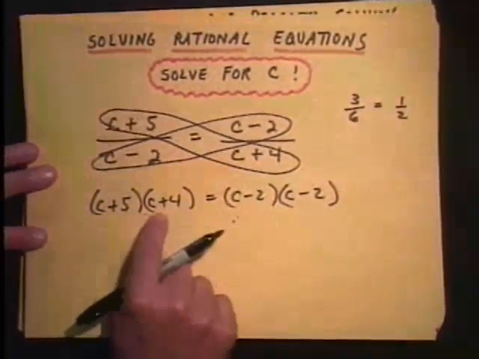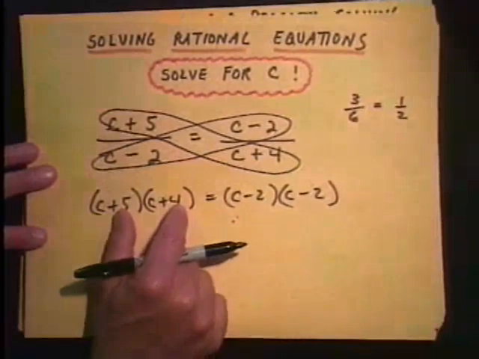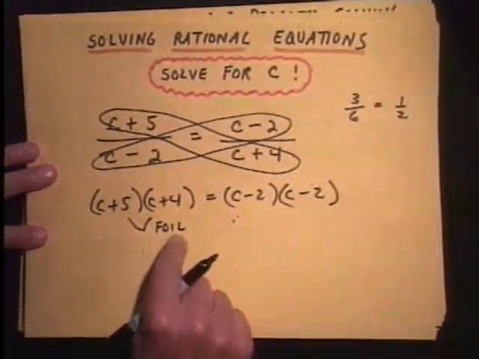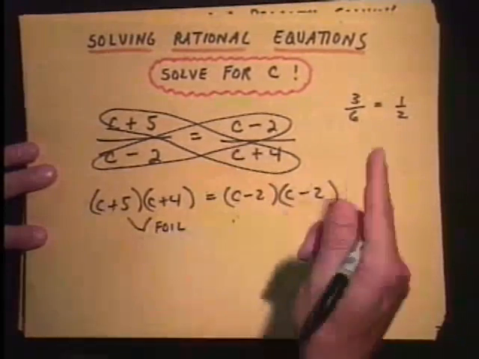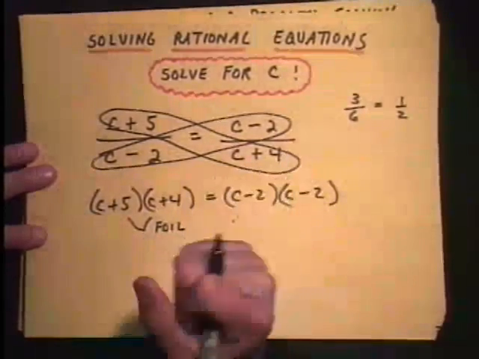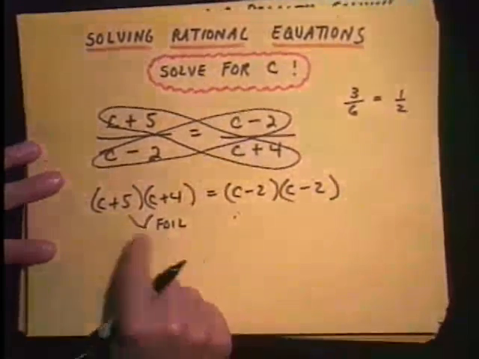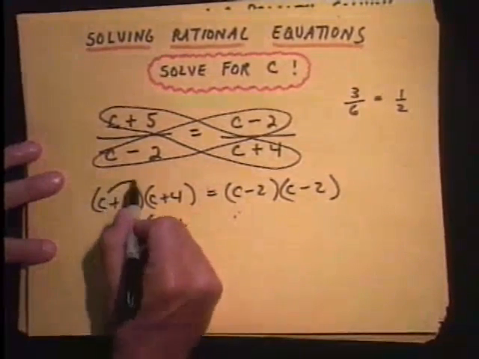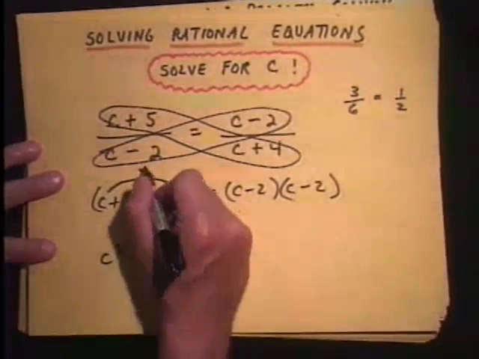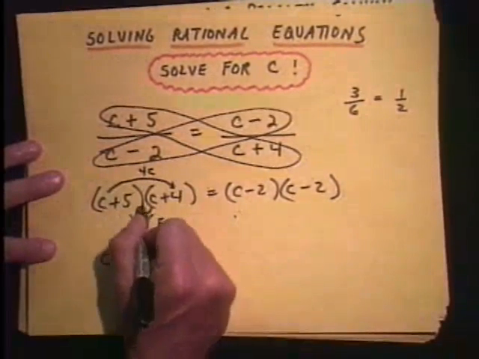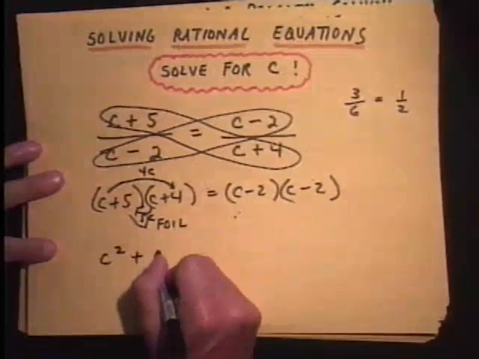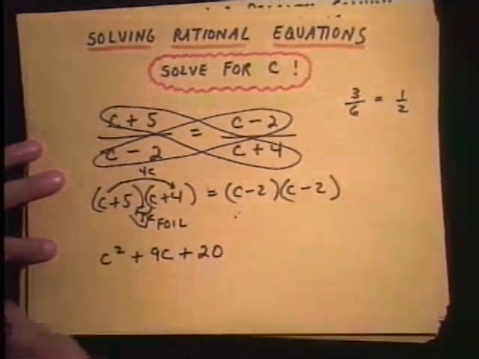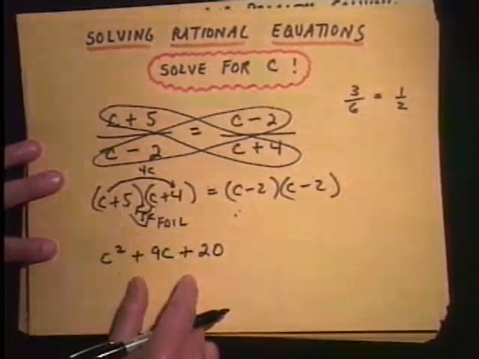Now, what do we do when we multiply binomials? It's the old FOIL thing. Okay, first, outside, inside, last. So again, what comes around goes around. This repetition's good. It'll make you strong. All right, so when we FOIL, C times C, first two terms, C squared. The outside two terms is 4C. The inside two terms is 5C, so we end up with plus 9C. The last two terms, plus 20. Okay, so that's FOILing these two together.